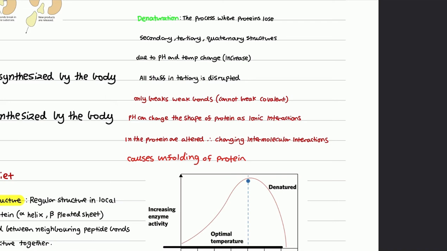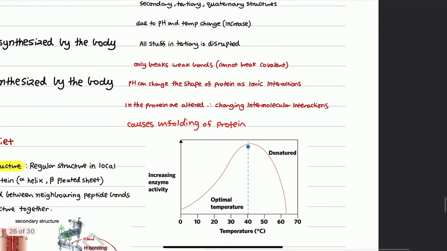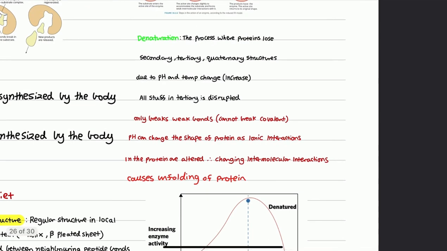For temperature, if the temperature is increasing before the optimal temperature is reached, as you can see by this bit of the curve here, then so will the rate of reaction of the enzyme. However, when the temperature continues to increase past its optimal condition, this bit of the curve here, the protein/enzyme will eventually get denatured, which is essentially the process where proteins lose their secondary, tertiary, and quaternary structures due to pH and temperature change. But more specifically on this later.